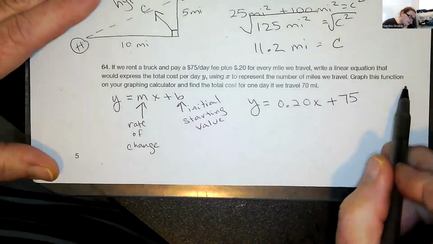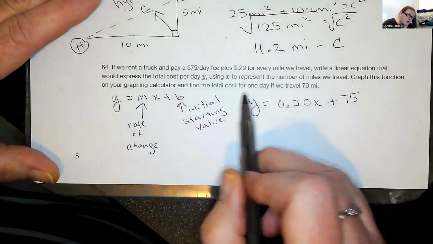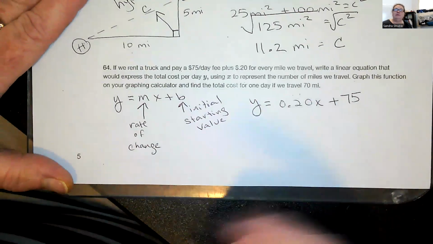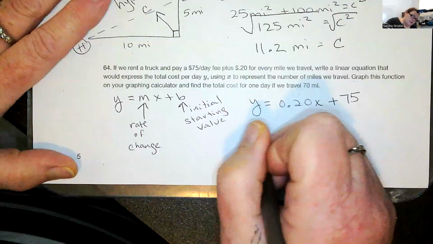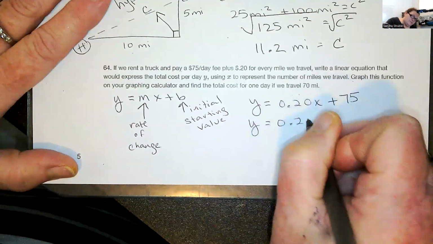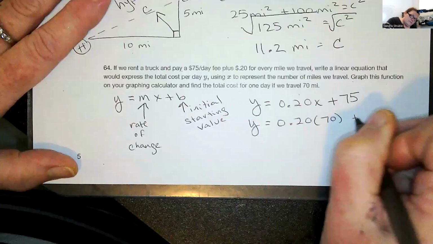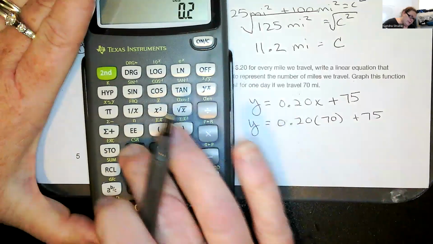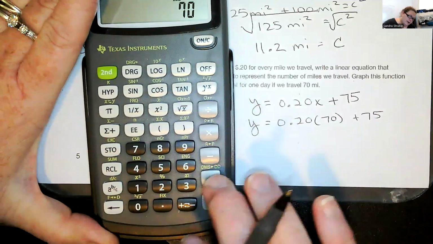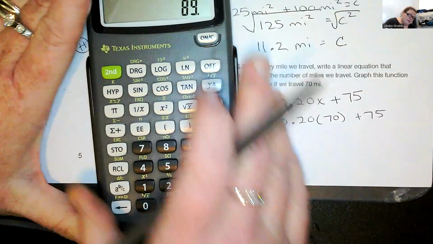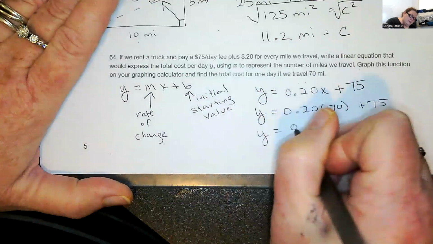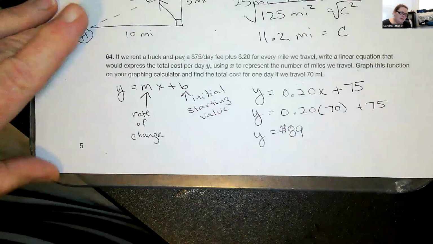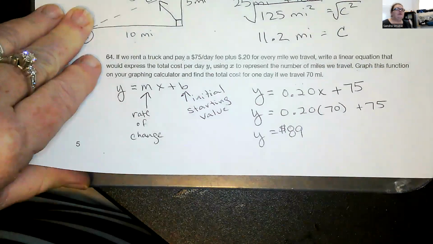It says graph this function on your graphing calculator and find the total cost for one day if we traveled 70 miles. Well, I want to show you algebraically, and then I'm going to pull up Desmos and show you that way as well. So if we go 70 miles, we're just taking 0.2 times 70 plus 75. It's 89. 89 what? Sit-ups, push-ups, it's $89. Okay. So I'm going to pause real quick, pull up Desmos so I can show you that as well.